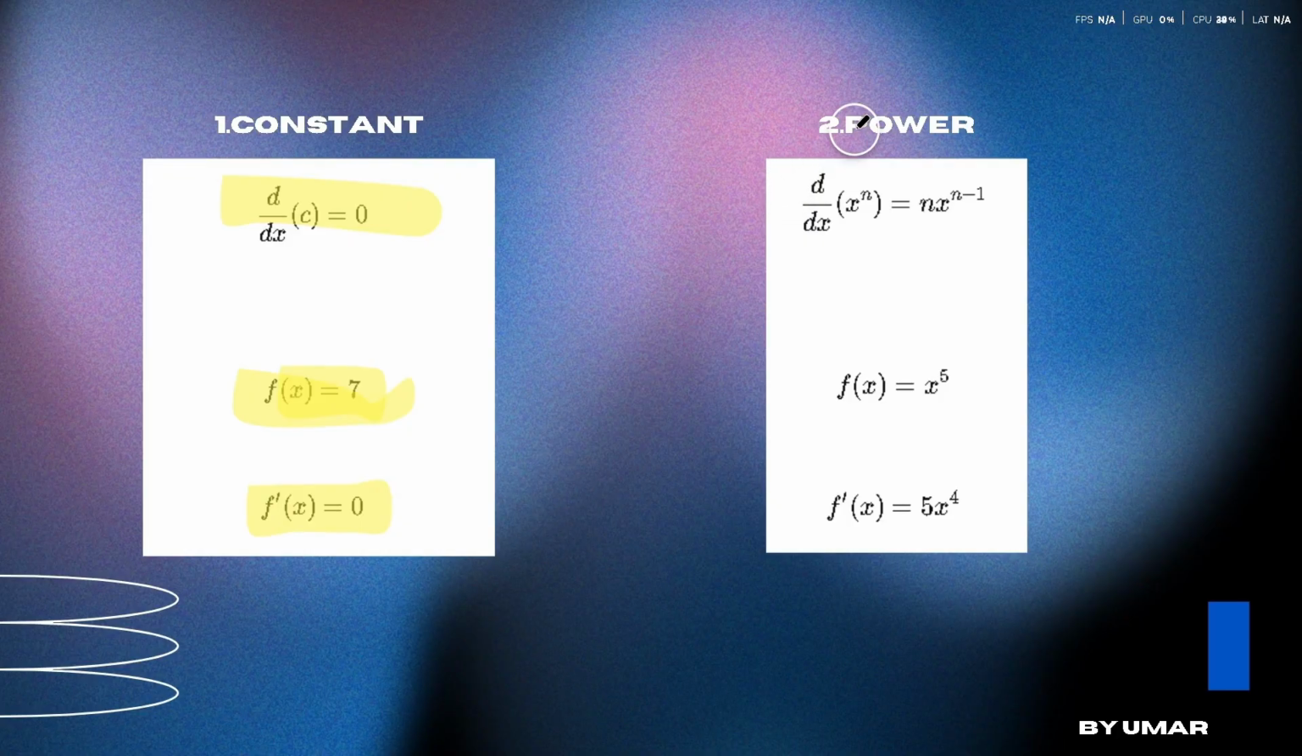And number 2 is power. If the function is x to the power of n, and n is a constant, we multiply this n with x and subtract 1 from the power n. So for example, if the function is x to the power of 5, we multiply 5 with x, and then we subtract 1 from 5, and we will get this.